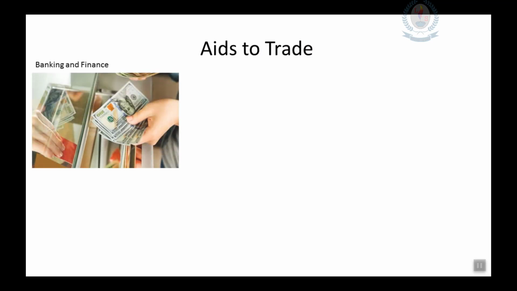How do banking and finance help trade? Banks accept money as deposits and allow sellers to receive their payments into their bank accounts. And banks provide bank statements, ATM facilities, and internet and telephone banking. Not only that, banks provide finance for trade and commercial activities in the form of loans, overdrafts, and mortgages.